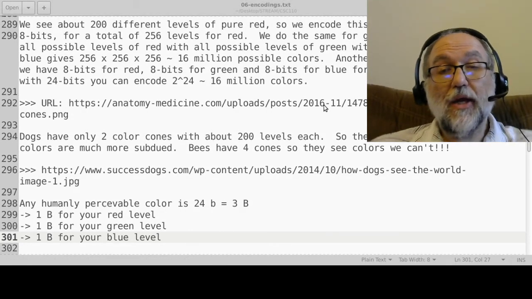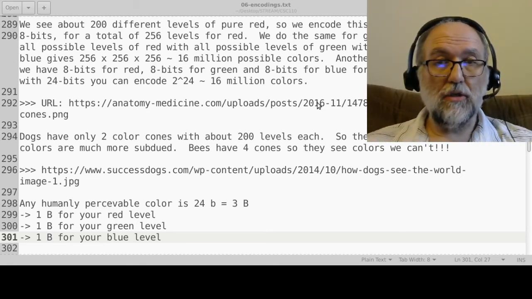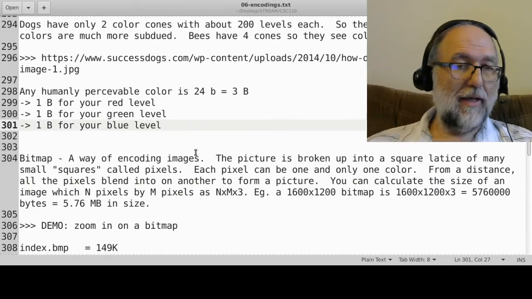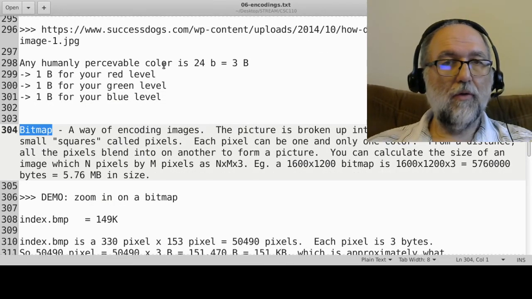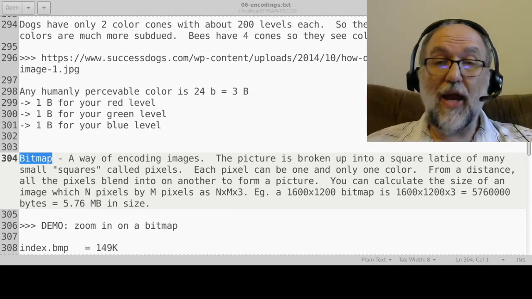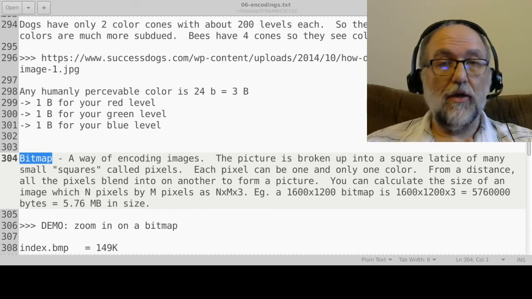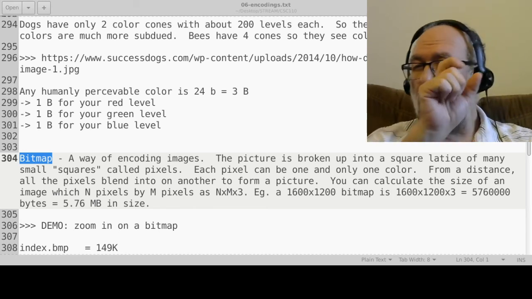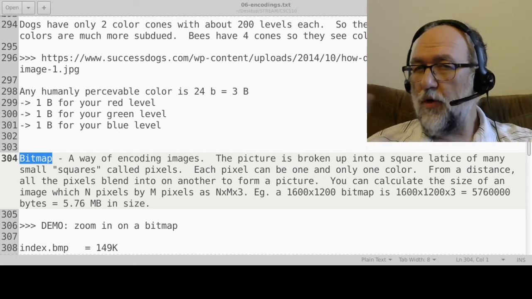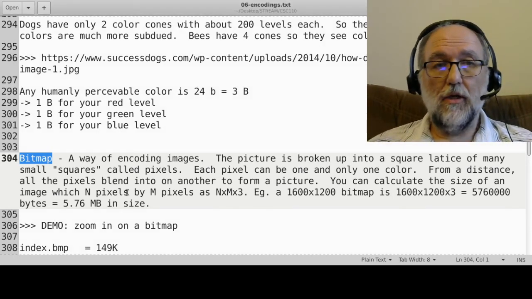Now that we can encode any color, you might say, okay, great, how do I make a picture? And it's as simple as you might expect. That's what bitmaps are. There are different ways of doing pictures, but basically bitmaps are just a grid of little squares, and I'll show you one in a second. Each little square is a color, and by putting all these little squares beside one another, you can paint a picture. Each little square is called a pixel.